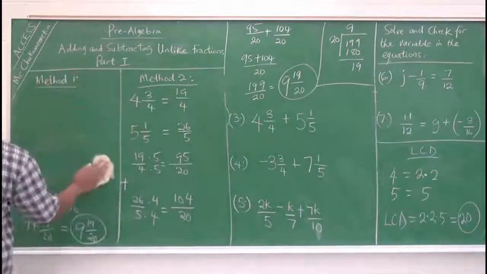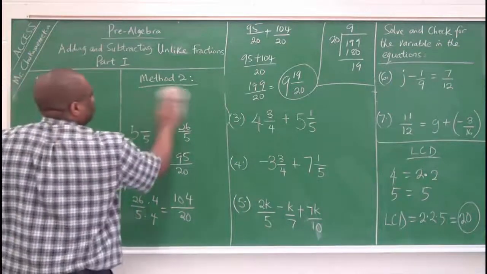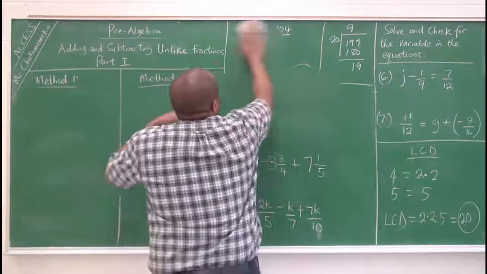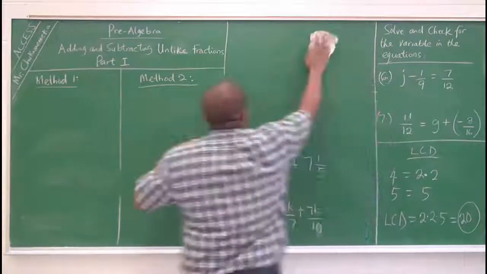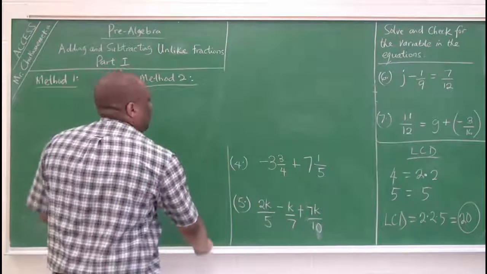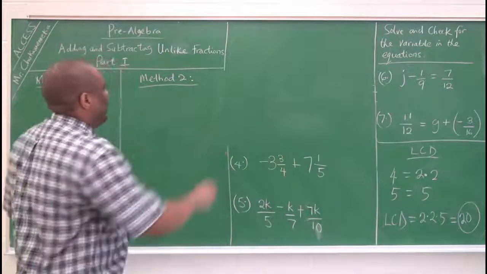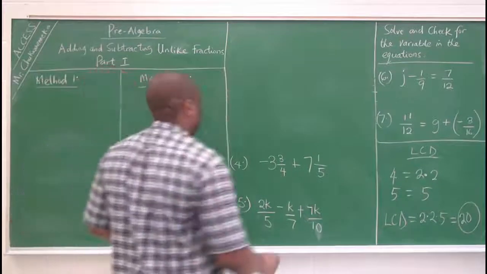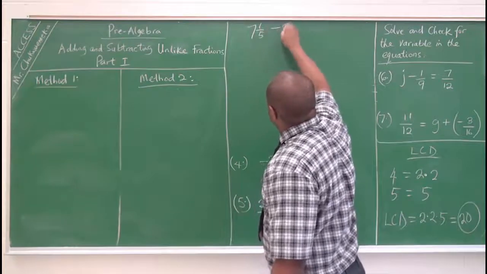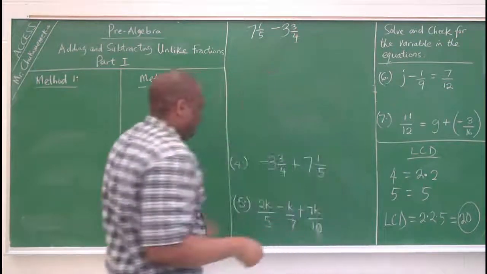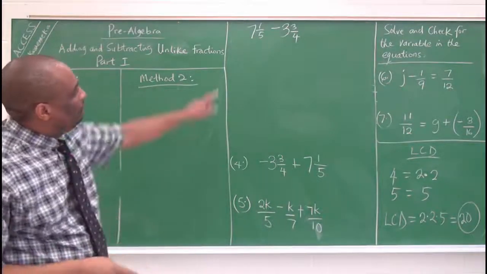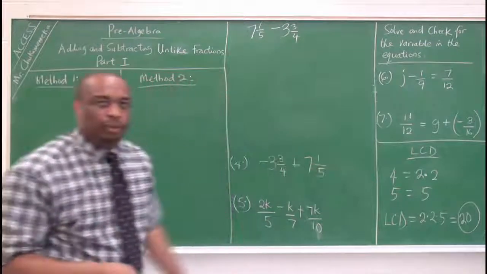Let's do question 4. Just the same way we did in the previous video for mixed numbers, we can still do that here. Alright. Question 4 can be rearranged. We can rearrange question 4 to be 7, 1 out of 5 minus 3, 3 out of 4. We can rearrange it to look like that. Okay? So, we still have 5 and 4, so we still got 20.